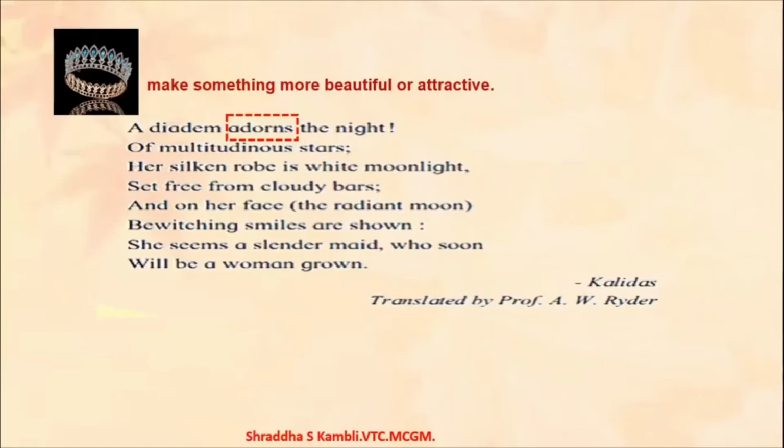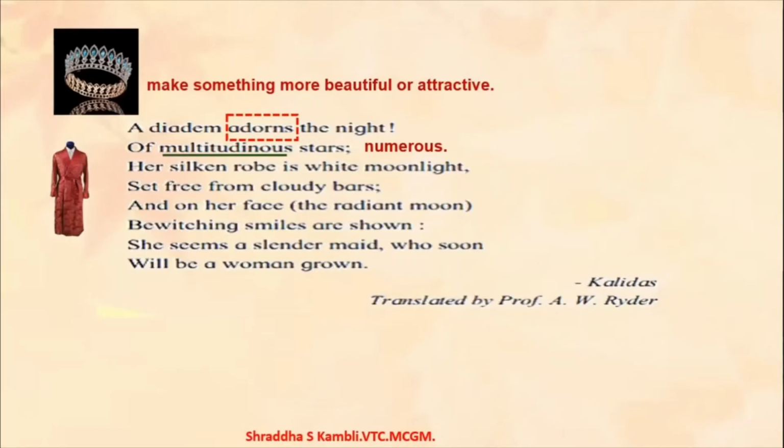Of multitudinous stars. Multitudinous means numerous or multiple. So autumn has a diadem, a crown of stars in the night sky, something which is very attractive. Her silken robe is white moonlight. What is a robe? A robe is a piece of clothing. So autumn's robe is made up of white moonlight, and it is set free from cloudy bars.